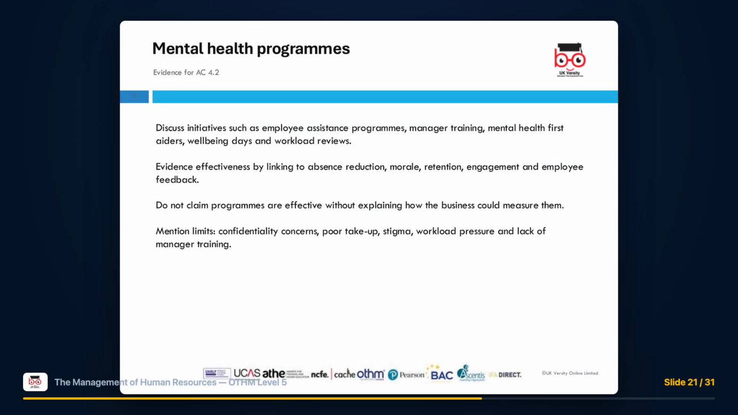Still on 4.2, discuss mental health programs such as employee assistance programs, manager training, mental health first aiders, and workload reviews. Evidence their effectiveness by linking to absence reduction, morale, retention, and employee feedback. Don't claim they're effective without explaining how the business could measure that, and mention the limits, confidentiality concerns, low take-up, stigma, and lack of manager training.